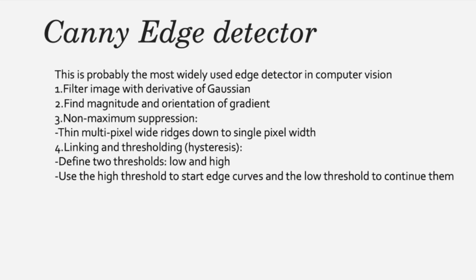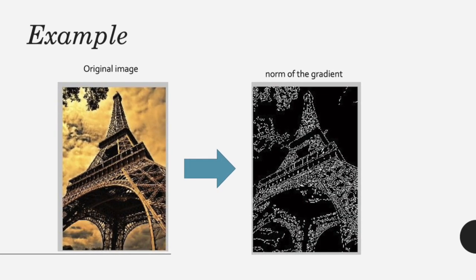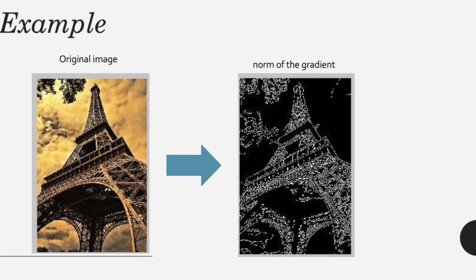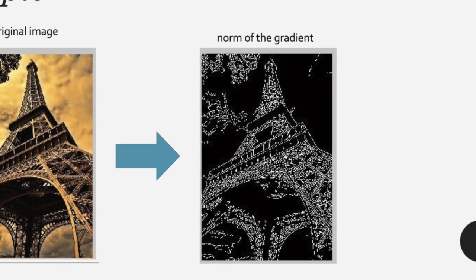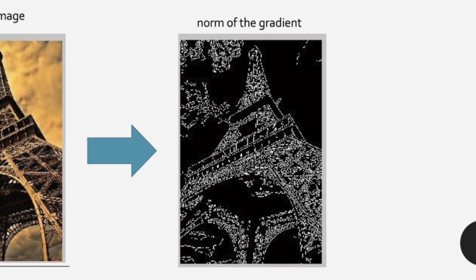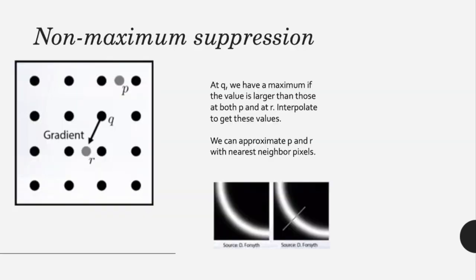It has two steps after gradient estimation. First, there is non-maximum suppression, during which thin multi-pixel wide ridges are reduced down to a single pixel width. Second is linking edge pixels together to form continuous boundaries. Here is the example. We take an original image and apply gradient estimation first. In the obtained map of gradient norm, you can notice a lot of thick ridges at the edges. Now we apply non-maximum suppression.